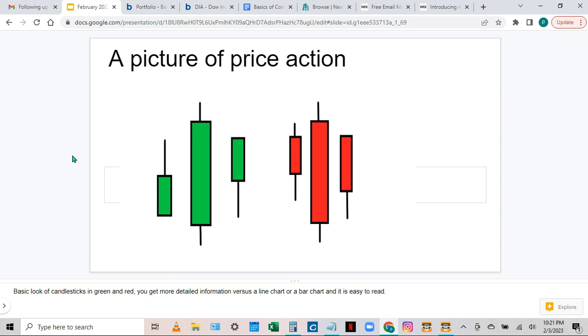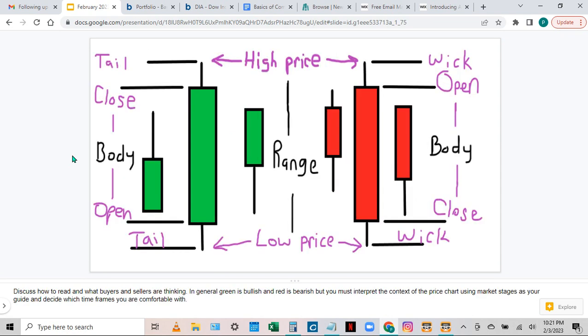Green candles are generally buying candles. Red candles are generally selling candles. But it depends where they happen. The context of the formation of these candles matters. So we use candles because we get a little more detailed information than a line chart. Not hard to read. I'll leave this on for a few seconds, but basically you've got a high and a low range of the candle, including the wick of the candle and the body.